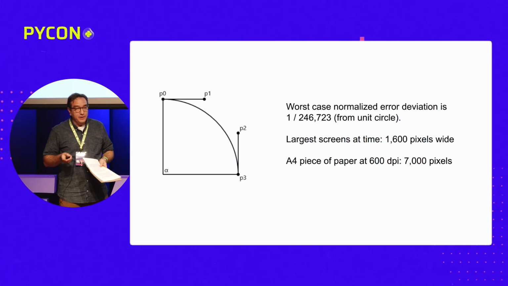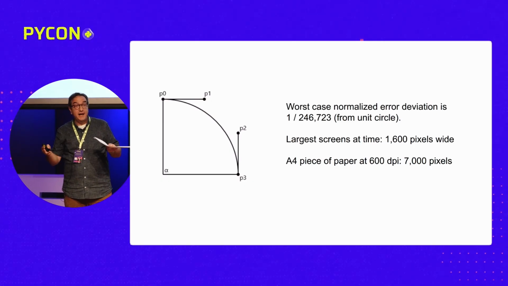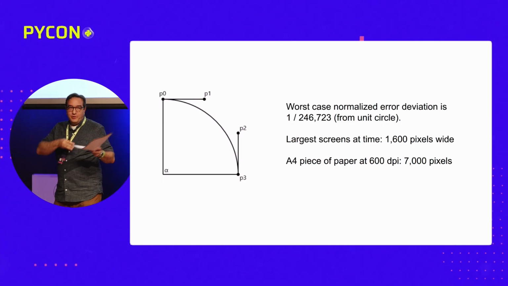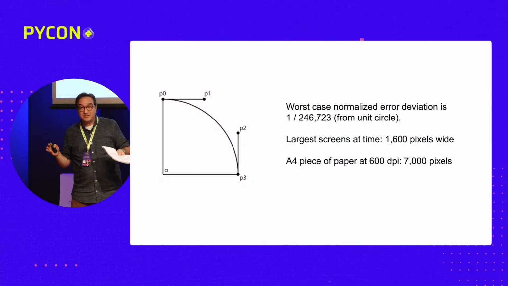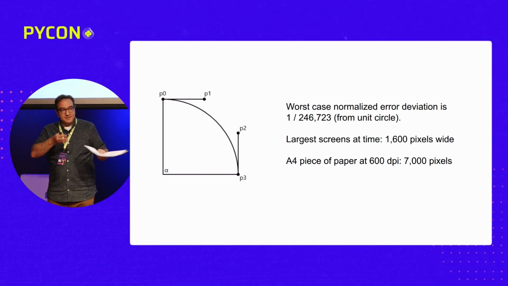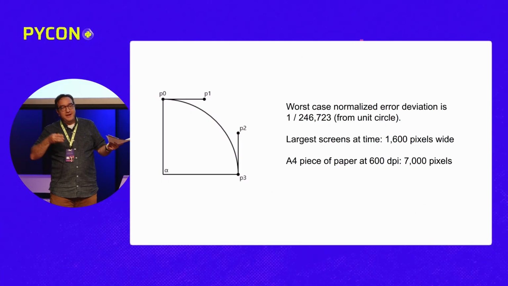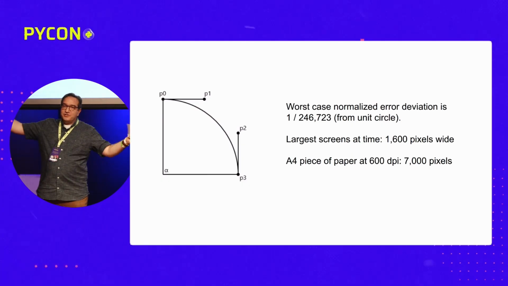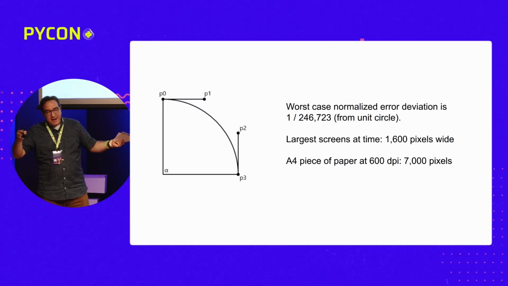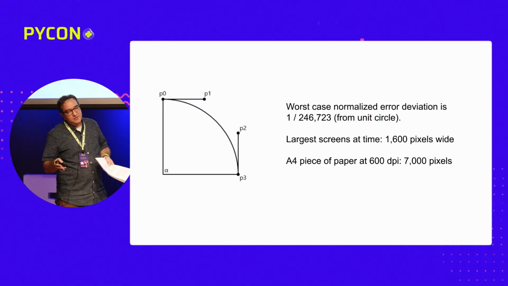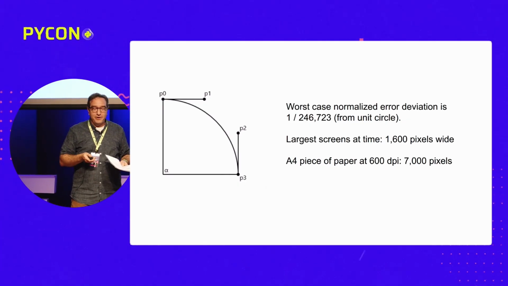So I came across this paper that showed that you could approximate a circle using 4 Bezier splines, and therefore the filling algorithm would only have 4 splines to work with rather than 100. It gets a whole lot faster. And even though it's not a perfect circle, the math in the paper shows that the error is like 1 in 246,000 or so. The napkin math I did at the time was that the largest screen you could buy was 1,600 pixels wide, so you're not going to see the error there. And a piece of paper is like 7,000 pixels. So even if you had a circle filling the entire page, you're not going to see the error.